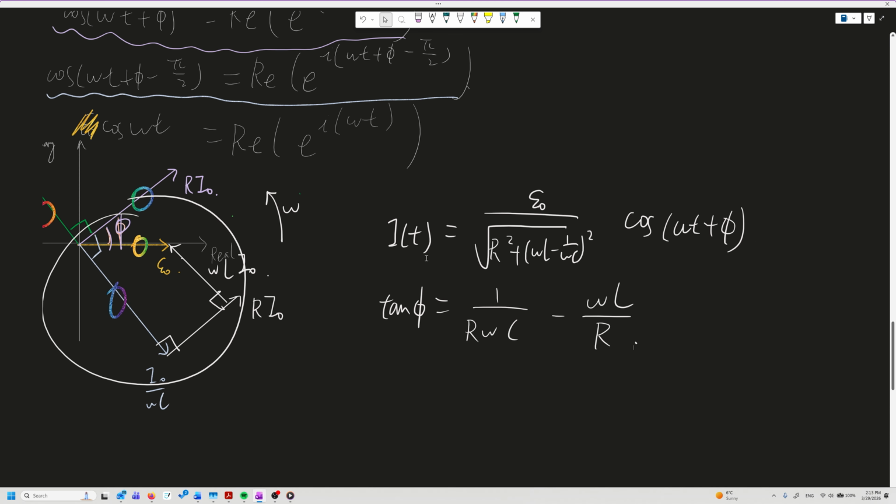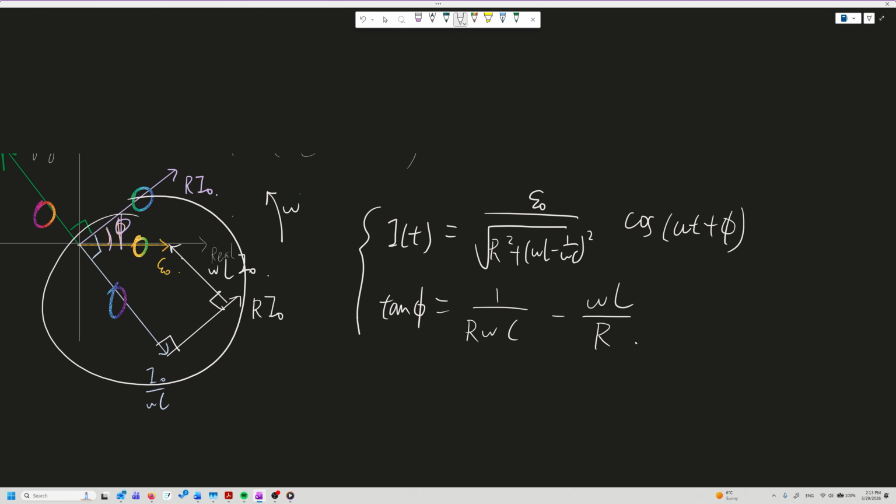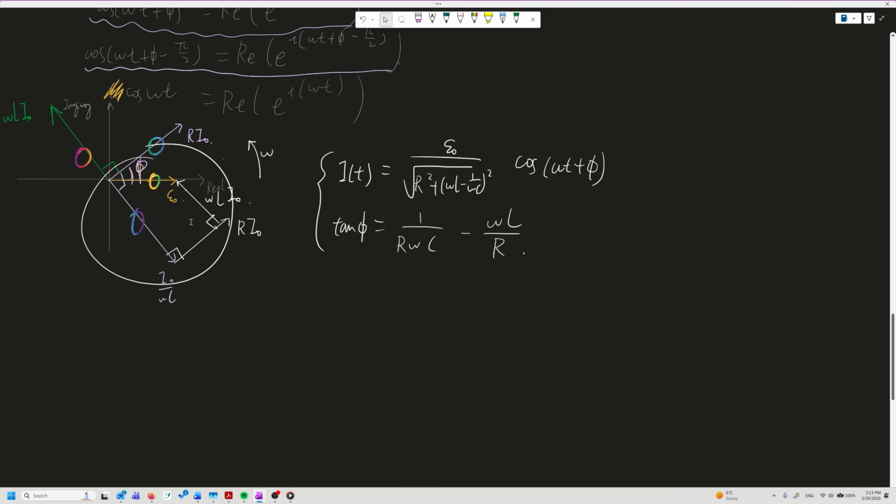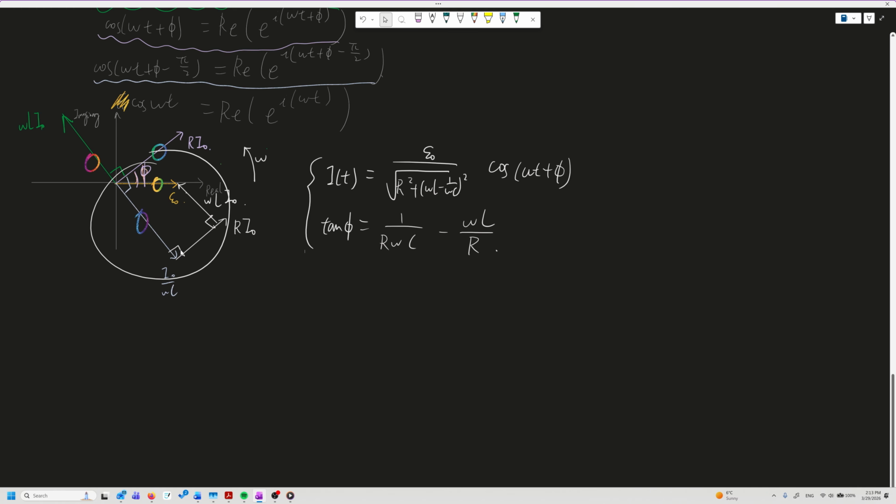And so these two formulas are for RLC circuits. That means you have a voltage source, a resistor, an inductor, and a capacitor connected in series in a circuit. And so for any circuit that looks like this, that has an AC voltage source, the formulas are always this. And so now let's check this geometrically and see what we get.